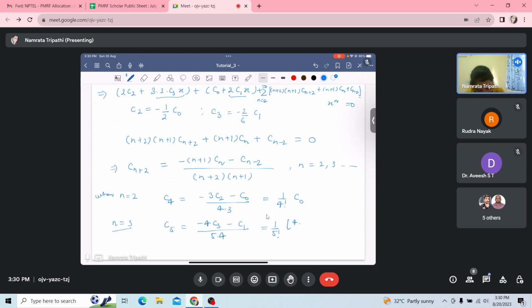We can put the value of C3, so we can get the value in the form of C1. We can put here the value of C3, which is minus 1 by 3 C1. You can put it here, you can get this term, or you can calculate. Is it fine?